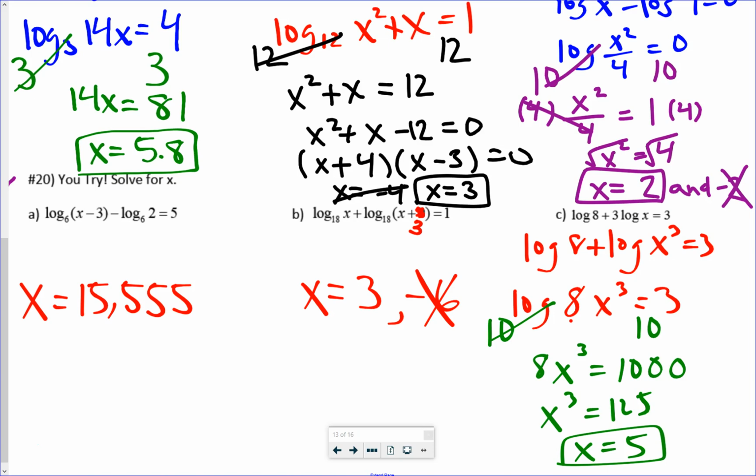Wait, so you don't cube it first? You can't. It's not by itself. You can't cube or square root unless the x and the power is the only thing there.